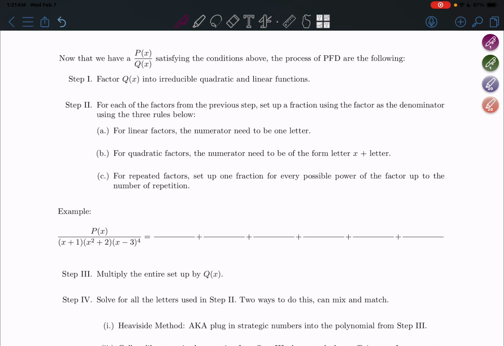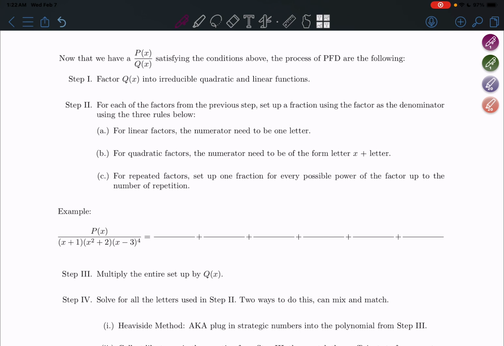So for a linear factor, on the numerator we need a general constant, whereas for a quadratic factor, we need a general linear function. Why? Because we always need to have a lower degree on top. Not exactly 1 lower, but we need the numerator to always have less degree. So for a quadratic, which has degree 2, the numerator should be a linear function, which is degree 1.